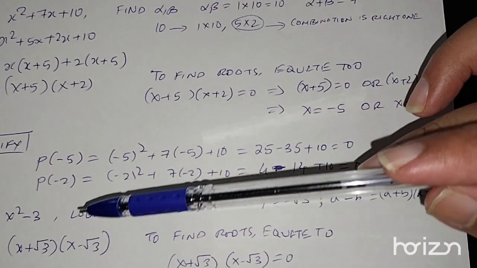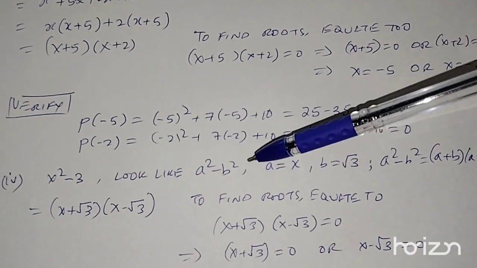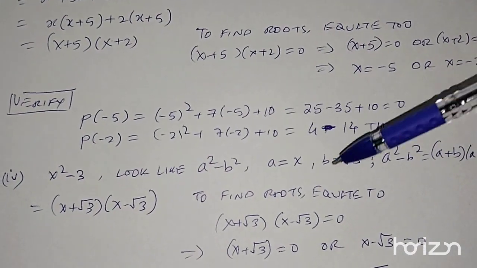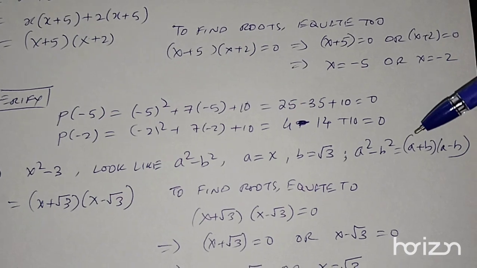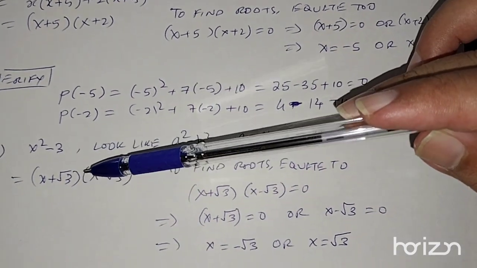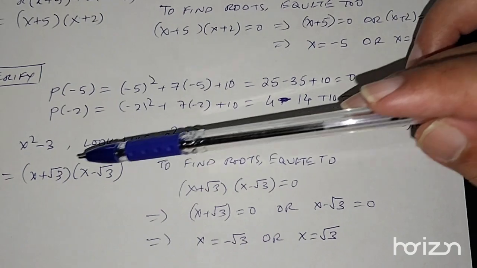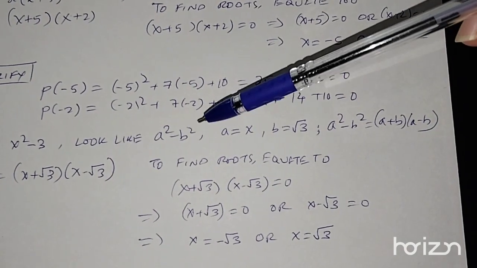Okay, so the next example, x squared minus 3. This looks like a squared minus b squared, right? Where a is equal to x and b is equal to root 3. So a squared minus b squared, as we know, is a plus b into a minus b. So we can write this as x plus root 3 into x minus root 3. So you can factorize not by inspection this time, but by using a standard formula.